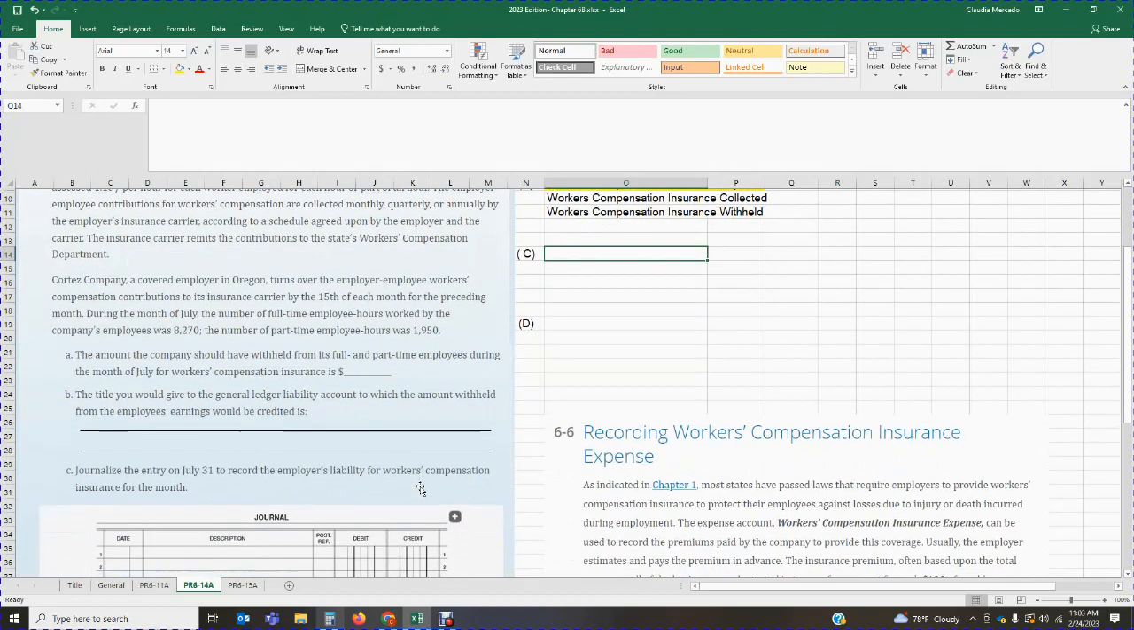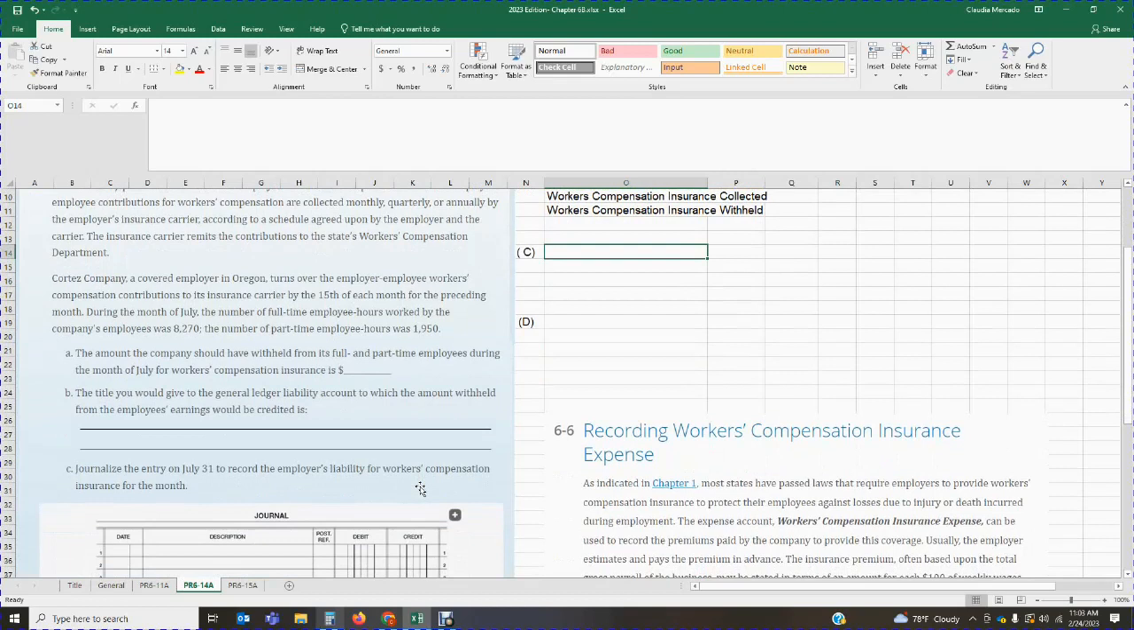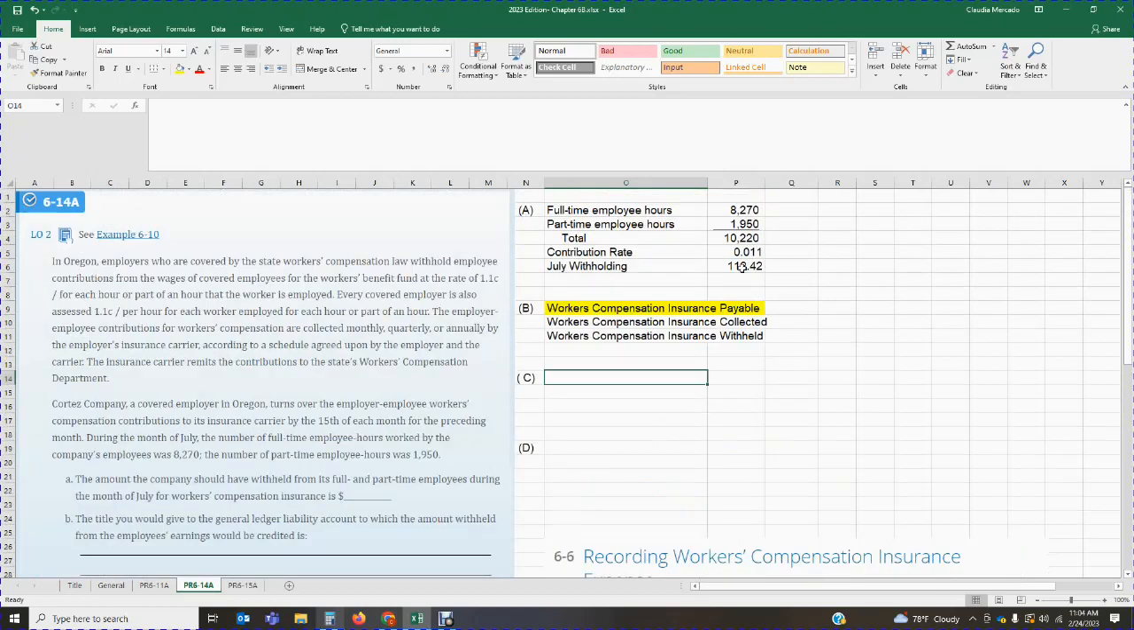Requirement C. We have to journalize the entry on July the 31st to record the employer's liability for workers' compensation insurance for the month. So we have to record the entry to record the employer's liability. This is how much is going to be taken out from the employee's withholding. This is what we're going to take away from the employee. But now in letter C, the employer also has to put in a dollar amount.